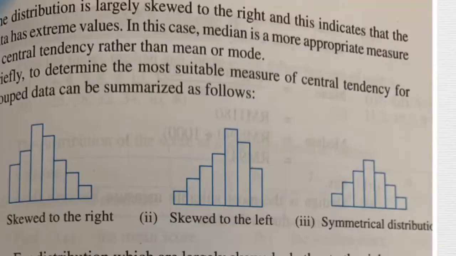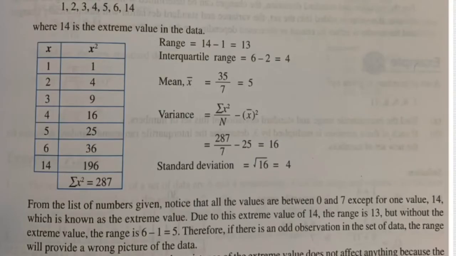Let's discuss the effect on the range, interquartile range, variance, and standard deviation. Let's say we have the data 1, 2, 3, 4, 5, 6, and 14. The range is 14 minus 1. The interquartile range is 6 minus 2, which is 4. The mean is 5, the variance is 16, and the standard deviation is 4.